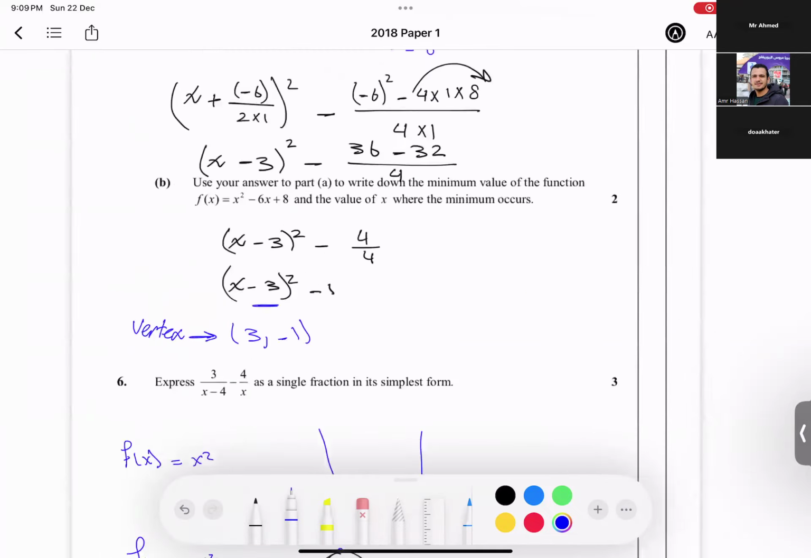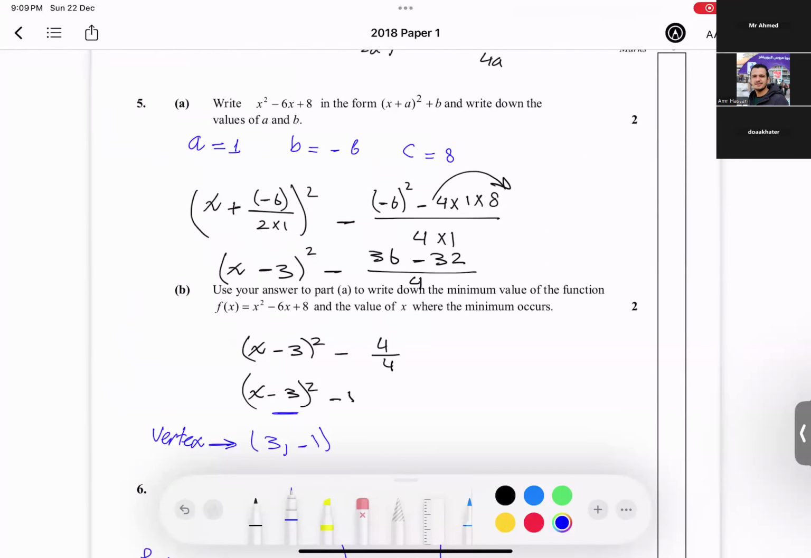So the point is, we got something that looks like 3 and negative 1, right? Yeah. So this one is called the vertex, right? Yeah. Did you get it? Yeah.